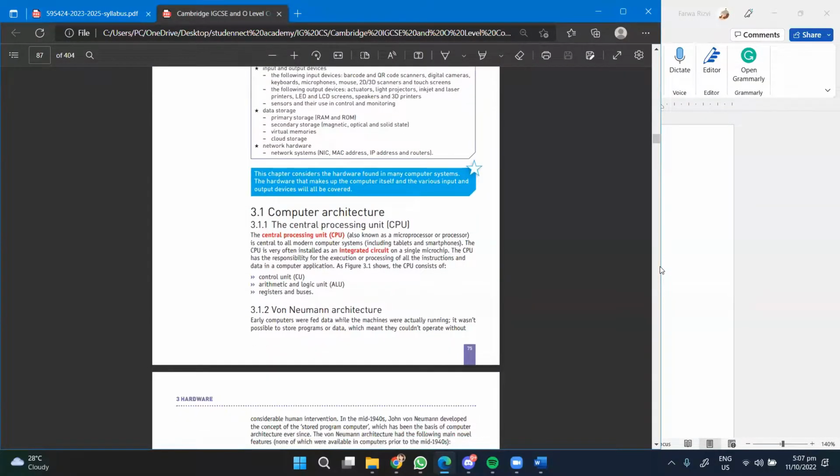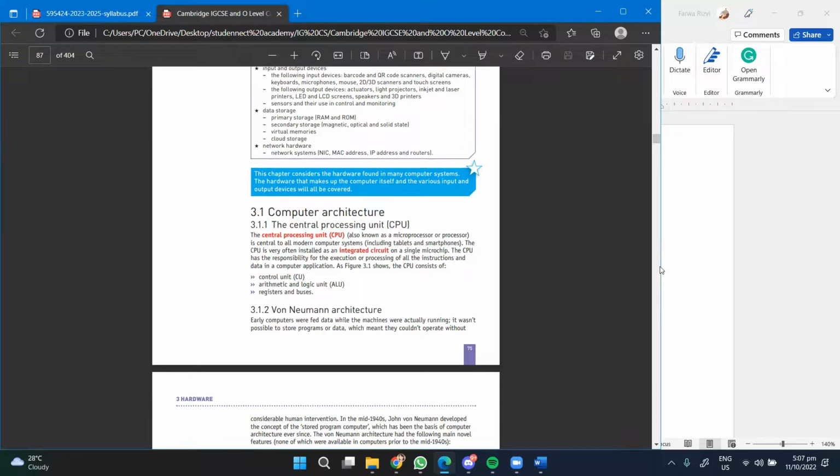So, when we talk about computer architecture, the first basic thing that comes into a computer is the CPU. You might have heard of this, and in normal desktop computers or PCs, there's this big box, and that is the central processing unit.